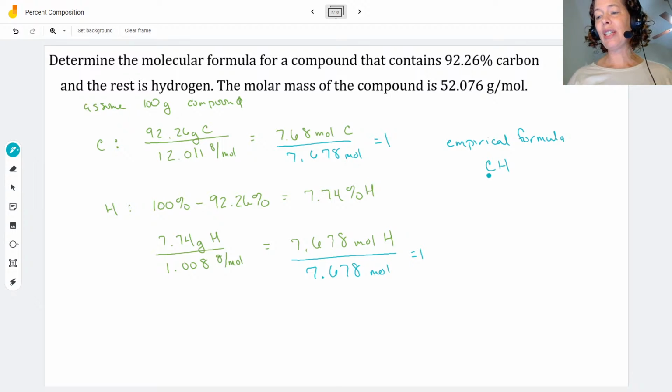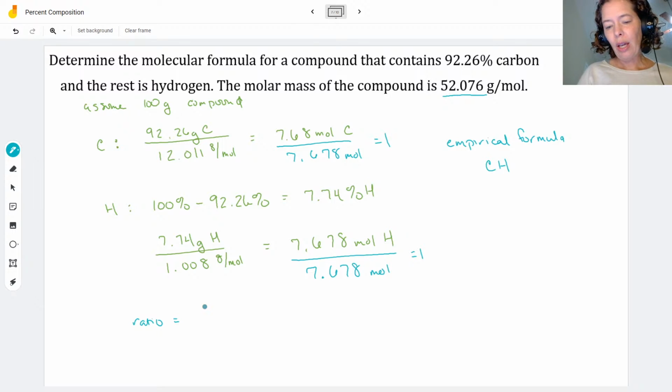Okay, that's great, but we need to now find the molecular formula. And you can just tell from looking at this that there is no way that this empirical formula gives a molar mass of 52.076. So then the question is, is this C2H2, C3H3, C20H20? I don't know. We need to find what that multiplier is. You could think of it as a ratio.